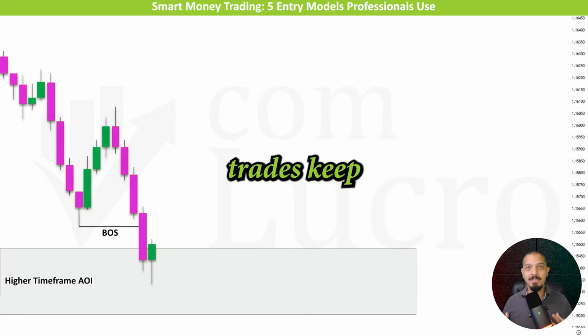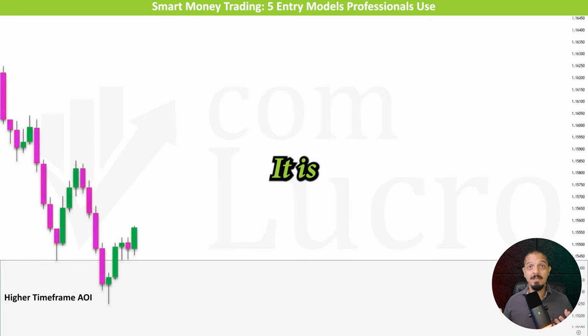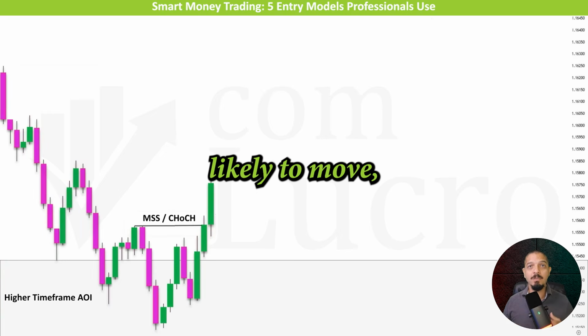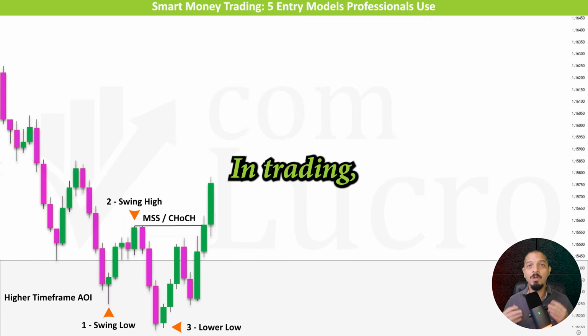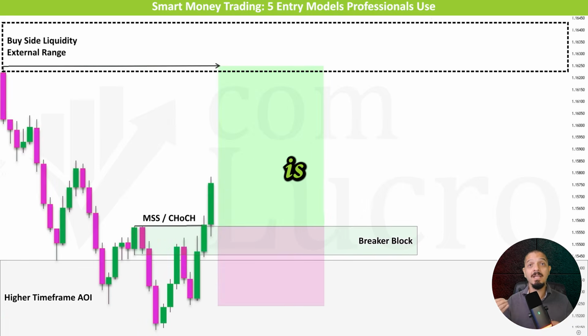If your trades keep failing, even when your market bias is correct, the issue is usually not direction. It is timing. Many traders can identify where price is likely to move, but they struggle to enter at the right moment. In trading, being early can be just as costly as being wrong. That is why having a clear entry model is essential for consistent execution.